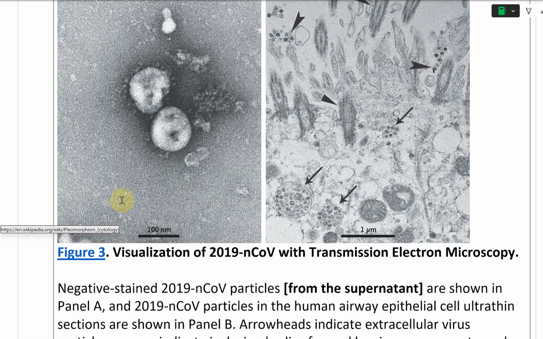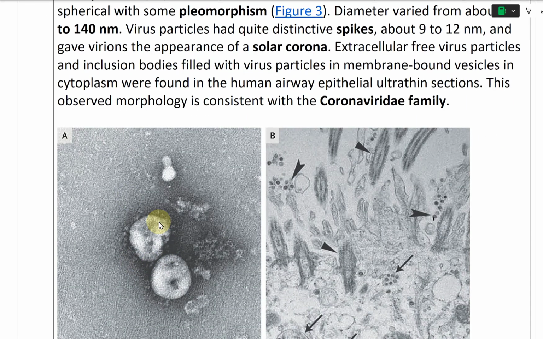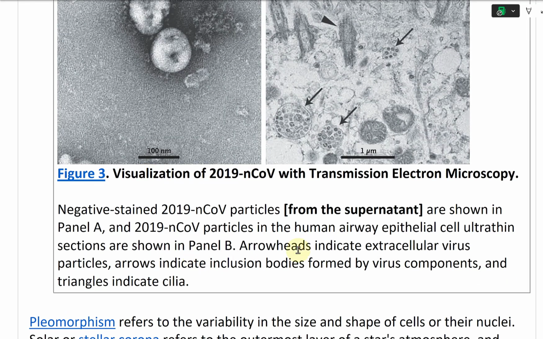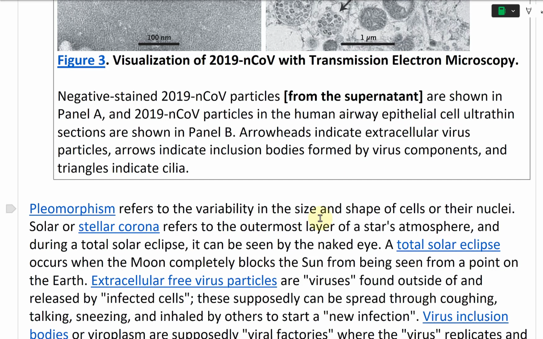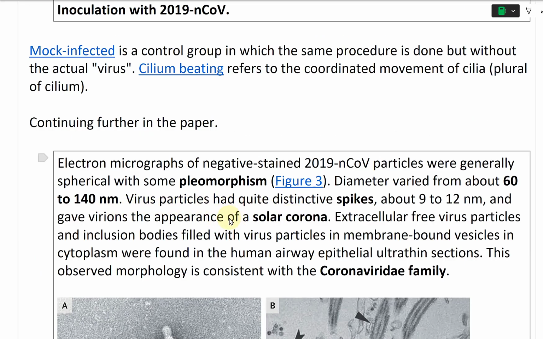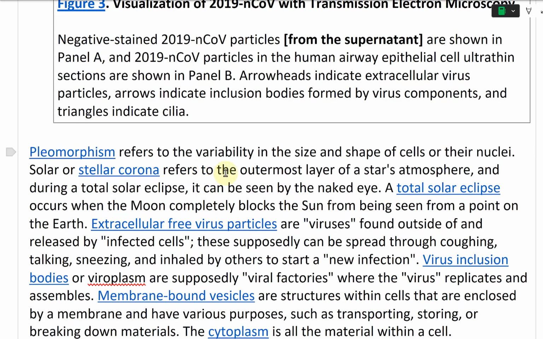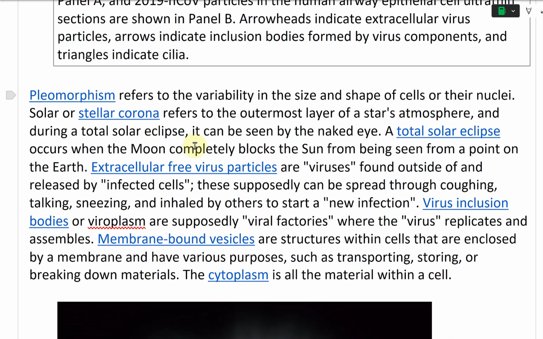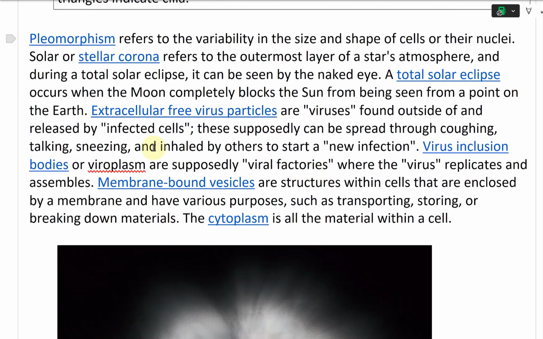So pleomorphism, it's over here. So some of these show pleomorphism, just showing different shapes. Refer to the variability in the size and shape of cells or their nuclei. And then the appearance of a solar corona, or solar or stellar corona, refers to the outermost layer of a star's atmosphere. And during a total solar eclipse, it can be seen by the naked eye. And a total solar eclipse occurs when the moon completely blocks the sun from being seen from a point on the Earth. And extracellular free virus particles are quote viruses found outside of and released by quote infected cells.